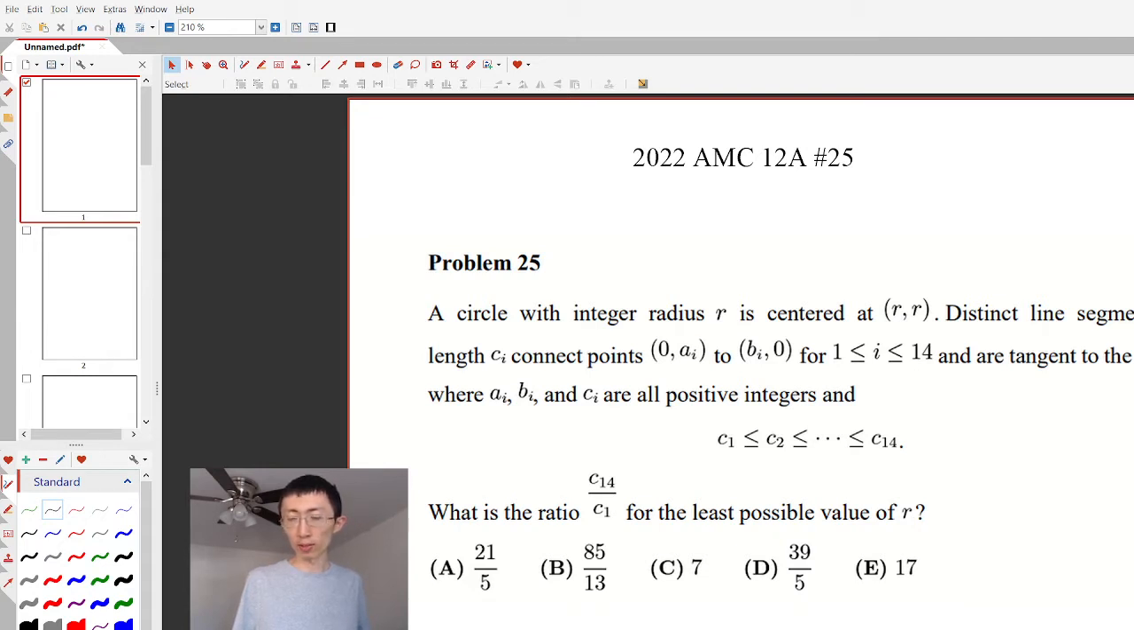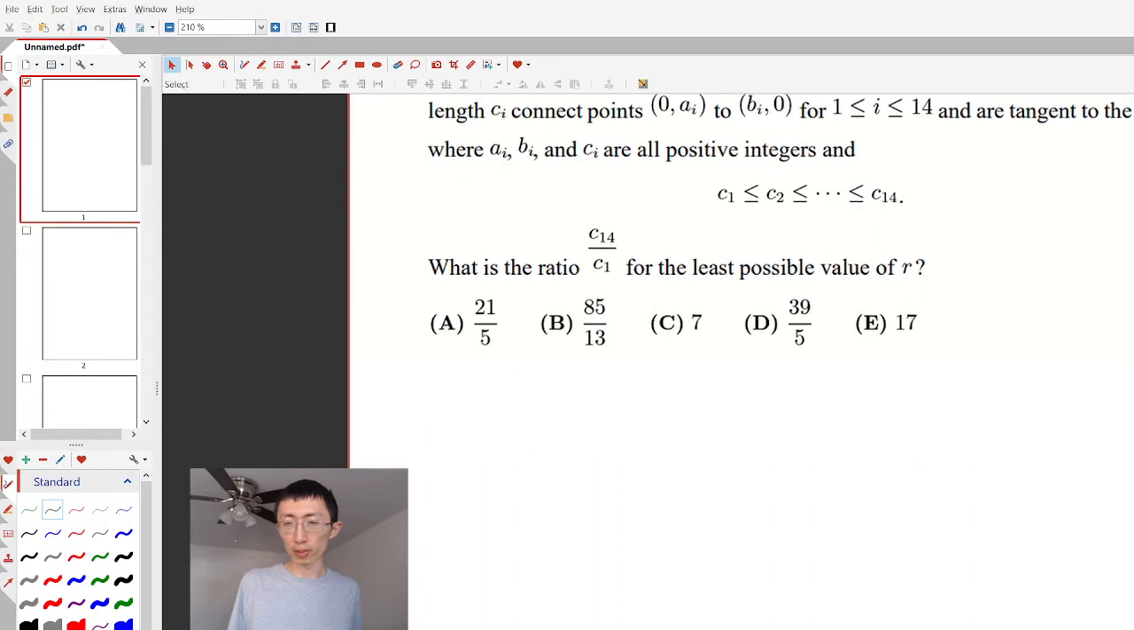Distinct line segments of length C_i connect (A_i, 0) to (0, B_i) for i between 1 and 14 inclusive and are tangent to the circle, where the A_i, B_i, and C_i are all positive integers, and the C_i are in non-decreasing order. So we want to find the ratio C14 over C1 for the least possible value of R. So we need the biggest hypotenuse over the smallest hypotenuse. So let's just understand what the problem is saying first, right?